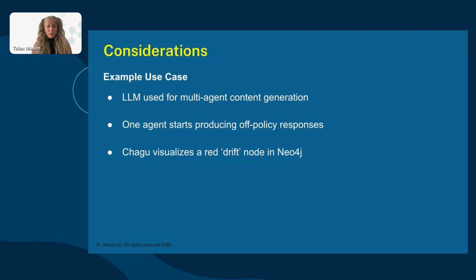So our example use case is an LLM used for multi-agent content generation. For example, one agent starts producing off-policy responses or weird behaviors. We have the main agent that is monitoring the consistent behavior of the agents. And if something goes wrong, we get an alert and a human being comes into the picture to see what's going on. We also visualize the drift nodes in red, for us to actually be on the spot at the right time.